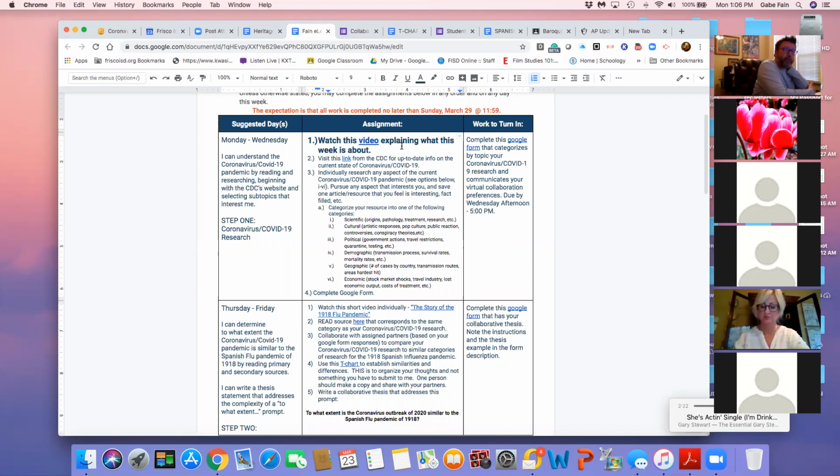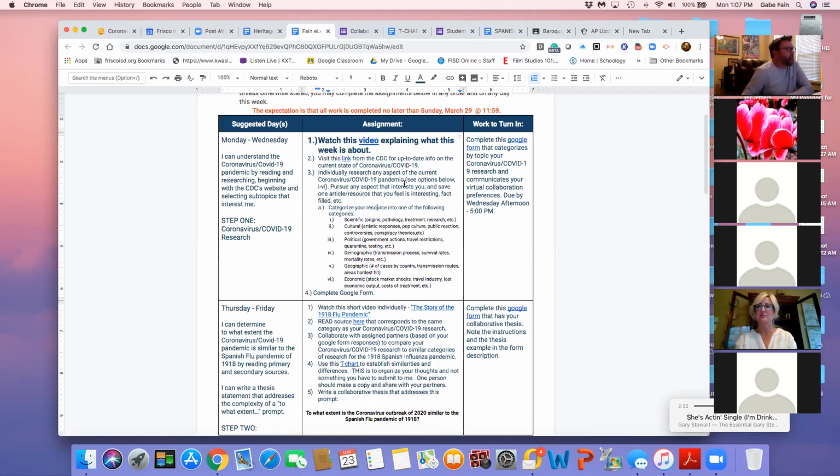So the first part of your lesson, Monday through Wednesday, is just researching the coronavirus. And this can be anything that tweaks your interest in that. If you're more of a science guy and you want to know the pathology of the disease, you could do that. If you're more about entertainment and you want to know the effects of it on the entertainment industry, you could research that. Okay? That's an individual thing.